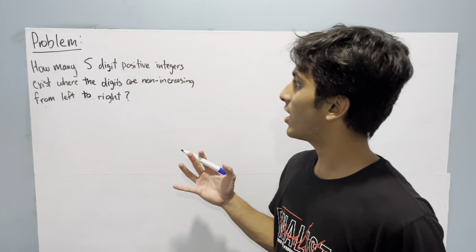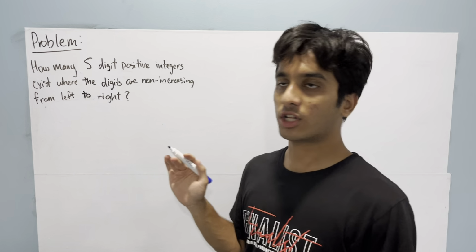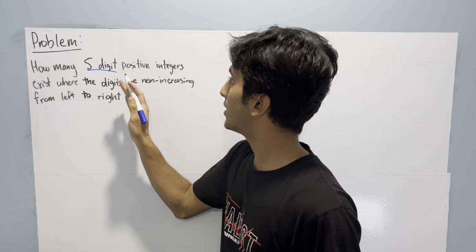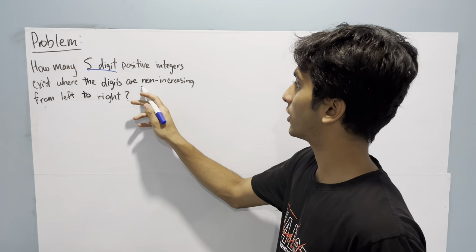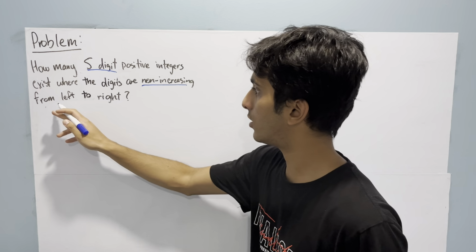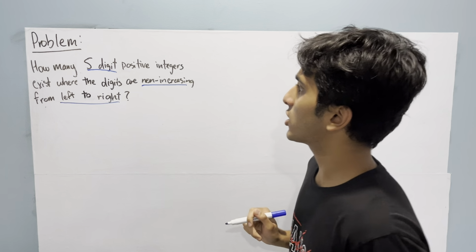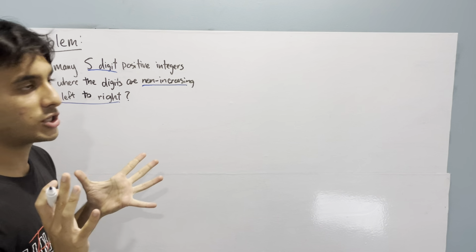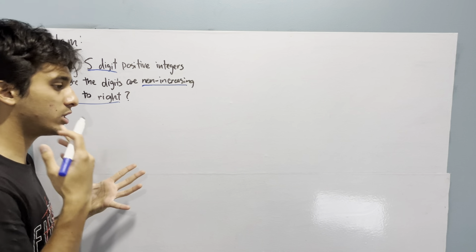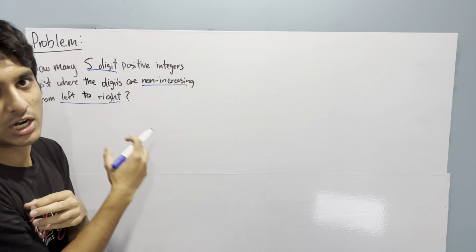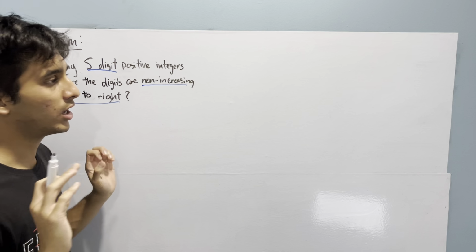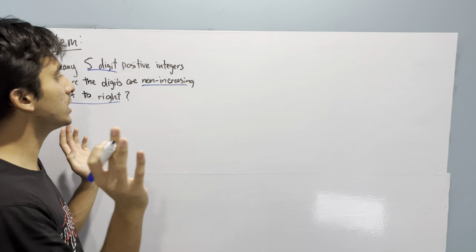So this is the problem that we have, and let's try to break it down and see what it says. How many 5-digit positive integers exist where the digits are not increasing from left to right? So what does this actually mean? It means 5-digit positive integers, and I'm just going to assume that every digit or integer I talk about in the solution is positive, like just not bring negatives at all into the case.